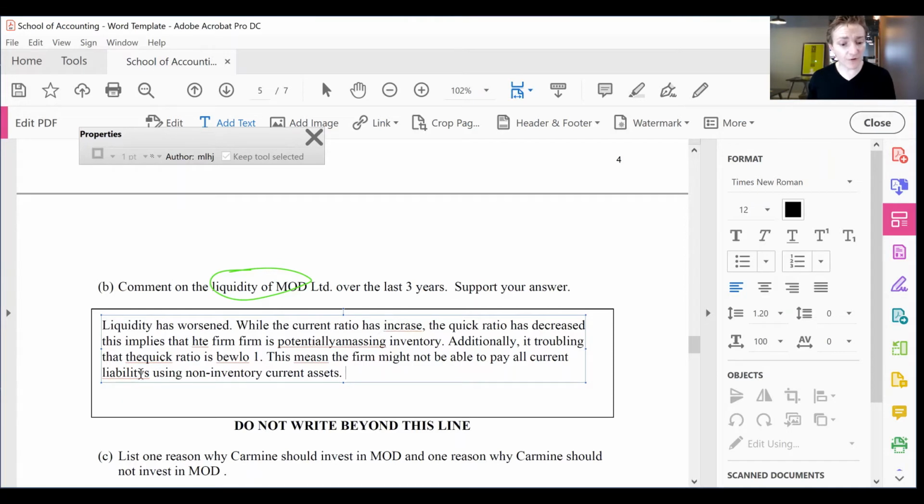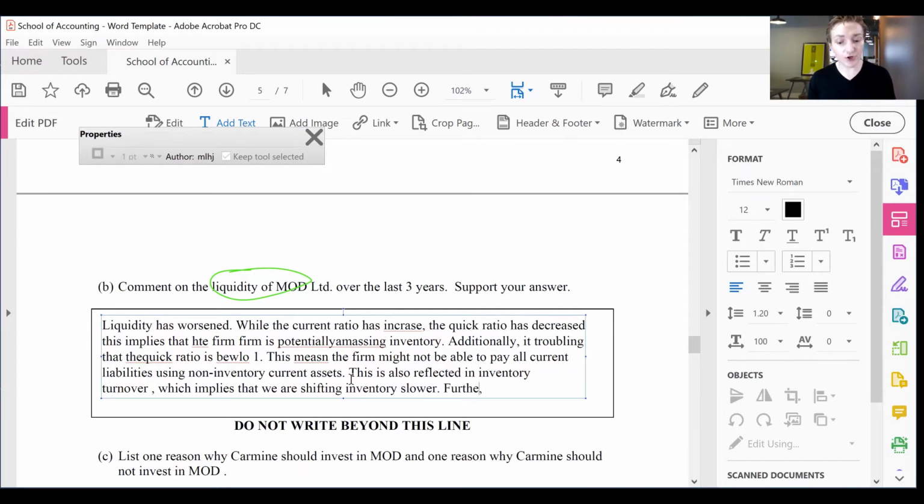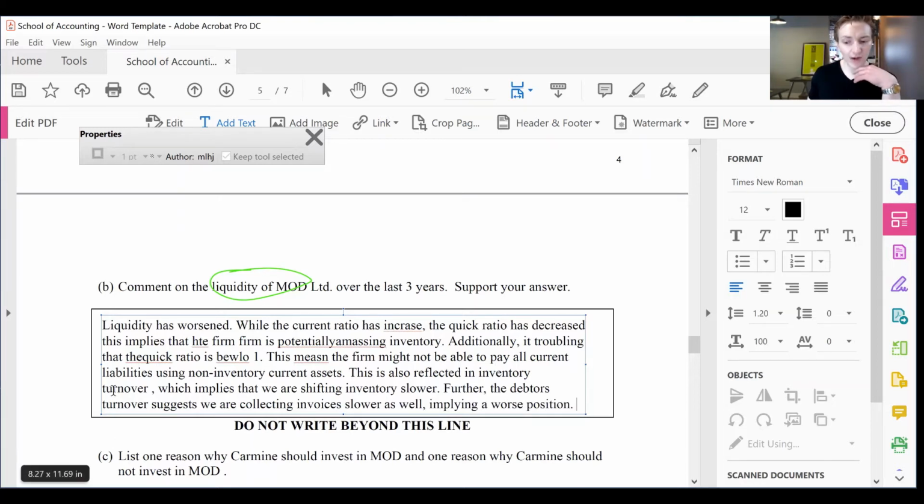So that's what we've said so far. We can also add in the issue about inventory turnover. So it's also reflected in inventory turnover, which implies that we're shifting inventory lower. Further, the debtors turnover suggests we're collecting invoices slower as well. Okay, so that's what the liquidity position might look like.